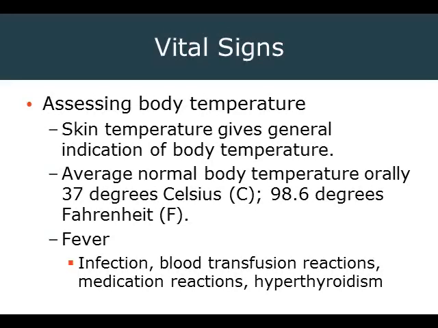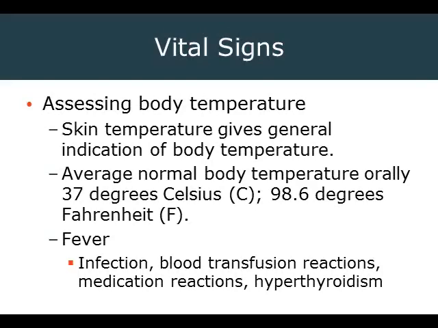But our average normal body temperature orally is around 37 degrees Celsius or 98.6 Fahrenheit. This varies from person to person. Again, these are averages. When we have a fever, it's usually as a result of an infection, sometimes from a blood transfusion reaction, which the body kind of looks at as an infection because it's foreign material.